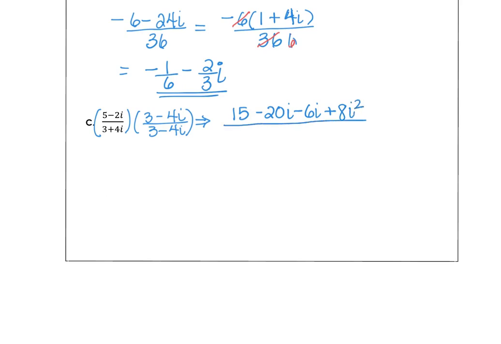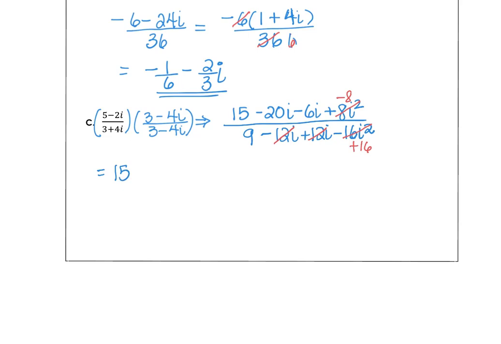In our denominator, we have 3 times 3, that's 9. 3 times negative 4i, that's negative 12i. 4i times 3, that's positive 12i. And 4i times negative 4i, that's negative 16i squared. Here we're going to have minus 8. And down here we're going to have plus 16. And the i terms would eliminate.